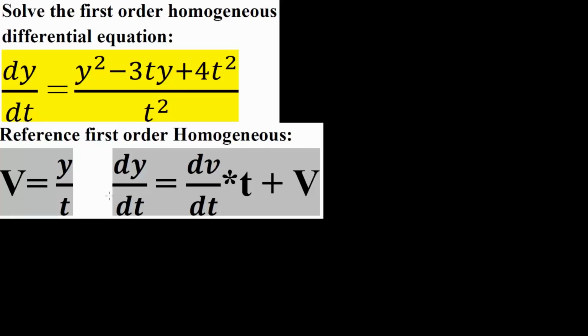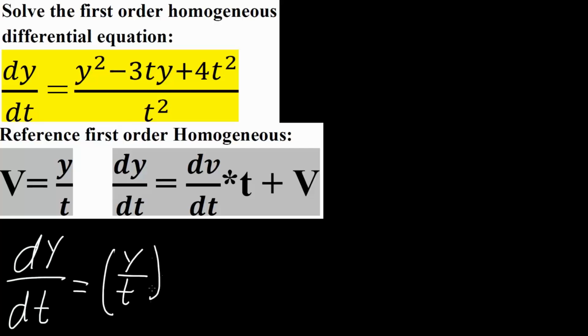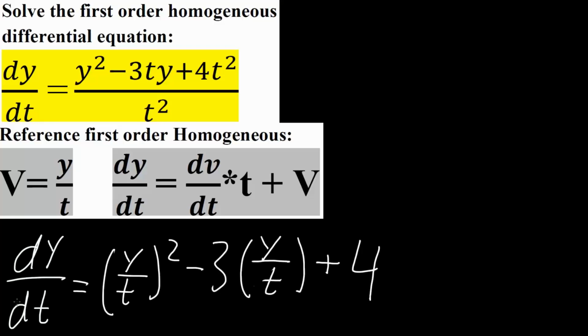And so for us, what we're going to do is write this in terms of v. So we have dy divided by dt is equal to y squared divided by t squared. So instead of that, we can say (y divided by t) squared, minus 3t times y divided by t squared. This t would be eliminated, and we would get y over t, plus 4t squared divided by t squared would be 4. So this is what we're going to say.